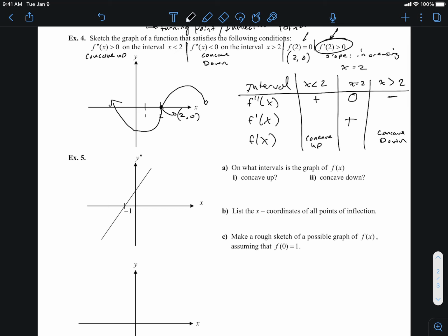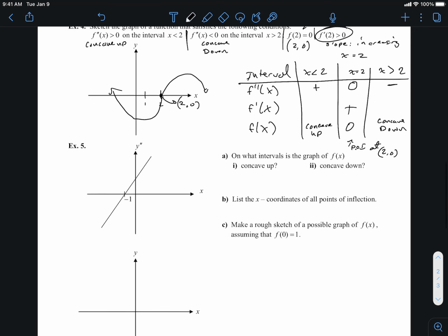So we know one other thing here. Sorry, I'll add in the fact that this is a POI, or a point of inflection, right? At (2, 0).